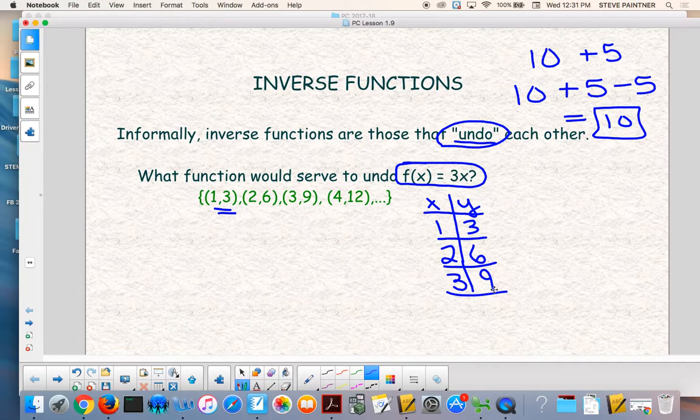What I mean by that is, I put in 1, I got out 3. How do I put in 3 and get out 1? I put in 2, I got out 6. How do I put in 6 and get out 2? There's another function that would do that. It's called the inverse function. I'll call the inverse g of x. This is the inverse.